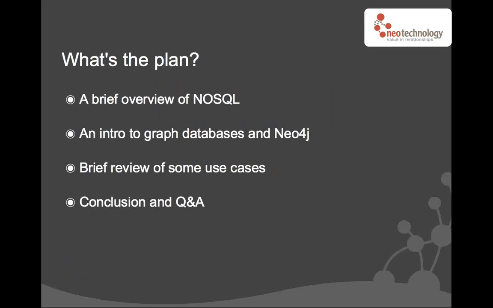So the agenda for today is that we're first going to zoom out a little bit and talk about NoSQL for about 5 minutes, and I'm going to walk you through the 4 main categories of NoSQL and talk a little bit about where graph databases fit in the broader landscape of NoSQL. Then we're going to dive into graph databases and Neo4j specifically. We're going to look at some use cases, and then it's time to wrap up and Q&A. But before that, Adam, could you run the first poll?